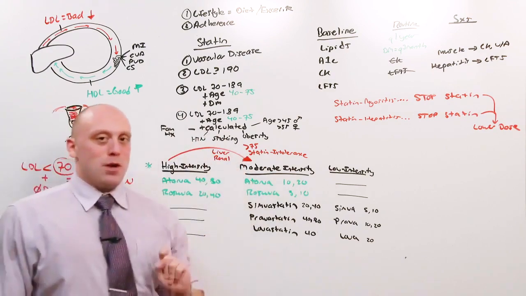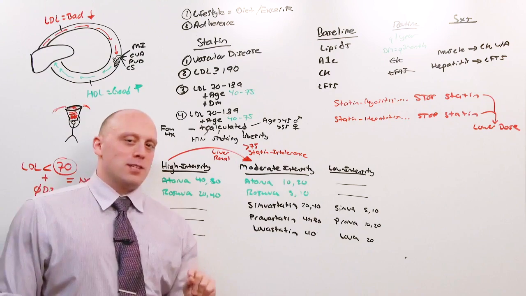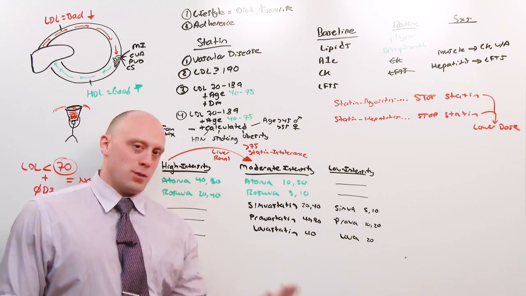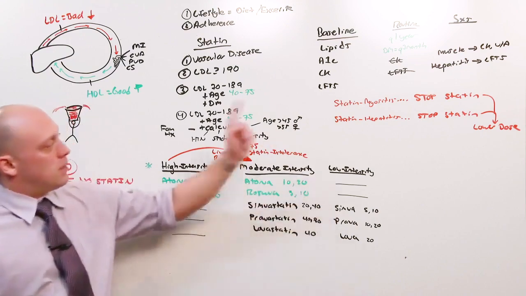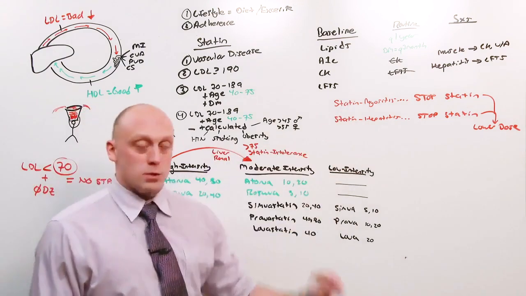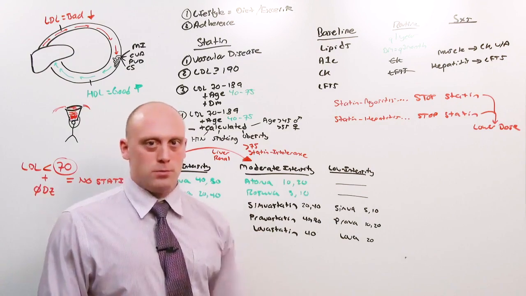The way you get them there, though, is to start them at moderate intensity and work your way up to high intensity so they don't get statin intolerance. Statin intolerance is myositis and hepatitis, in which case you stop the statin, but resume it at a lower dose.